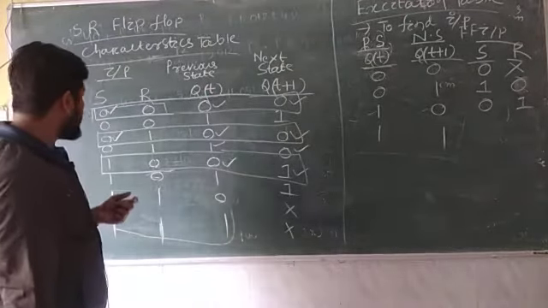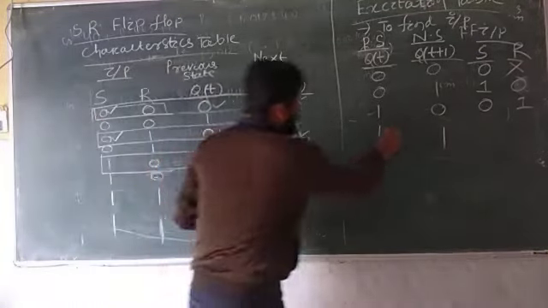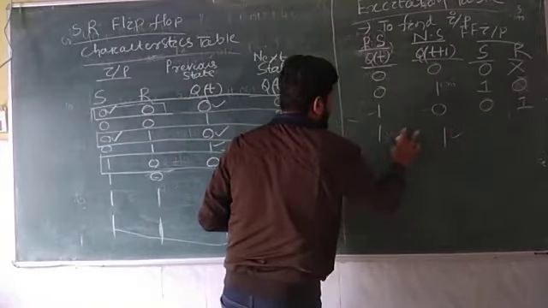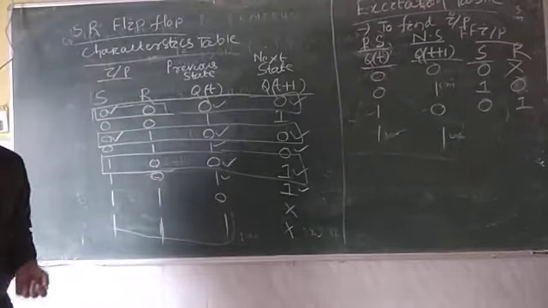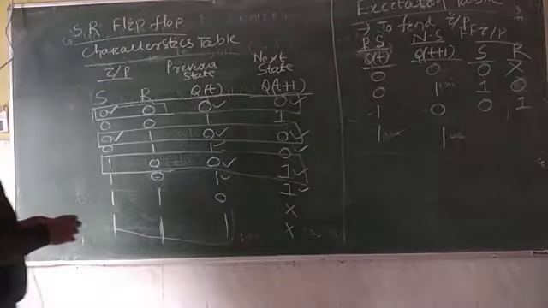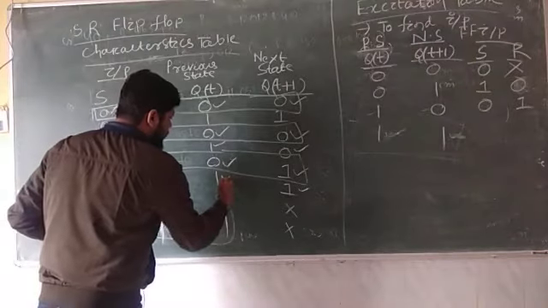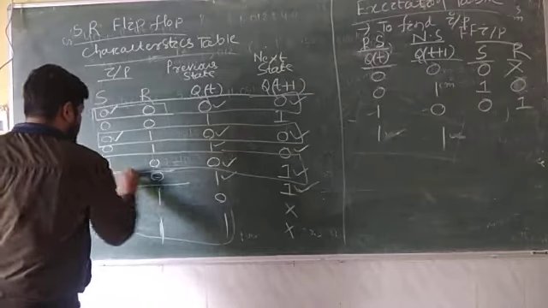Then the next case is when Qt is 1 and Qt+1 is 1. So Qt is 1 and Qt+1 is 1. You can see here, I am now going to highlight this. So Qt is 1 and Qt+1 is 1. So this is the case.